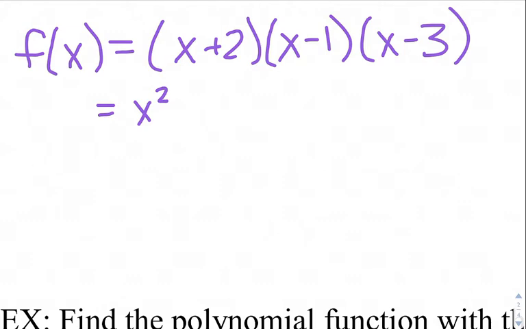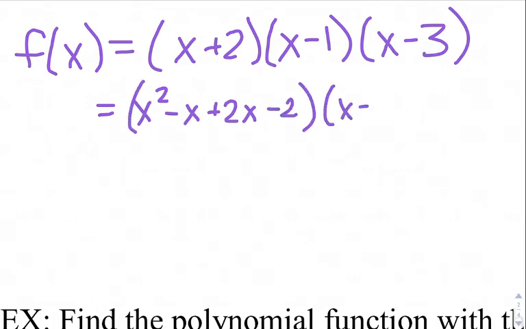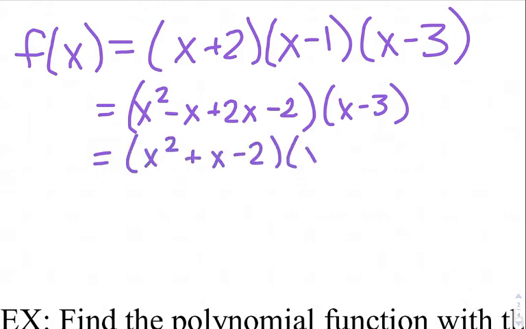Then I have x times negative 1, which is just x. 2 times x is 2x, and then this is going to be minus 2. So I'm going to simplify that part first. So it's x squared plus x minus 2 times x minus 3.